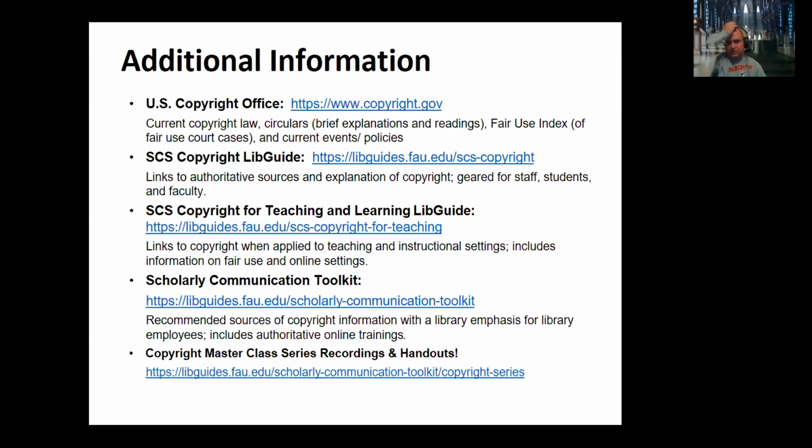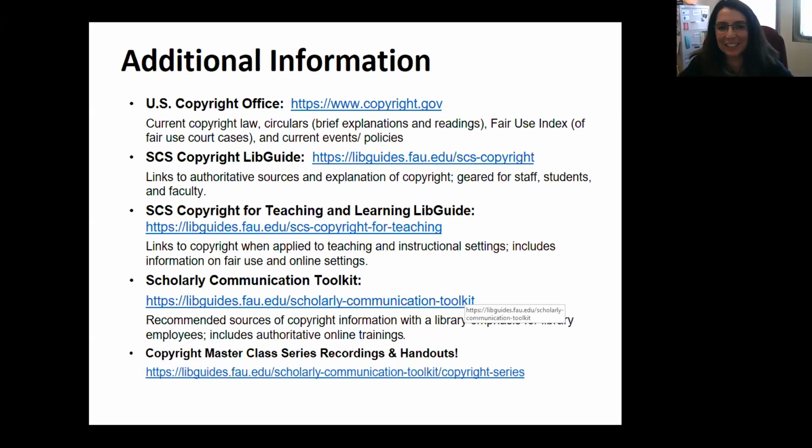So Chrissy has put this slide together. It's additional information, where, if you really want to get into the nuts and bolts, there's always copyright.gov, a great government resource website. Chrissy's put together a very strong copyright LibGuide, and she's always adding new material to that, as well as the scholarly communications. And she'll have these videos and handouts as we create more of these masterclass series workshops. They will go there. So if you ever feel like you're just not sure about copyright, or you just want to feel bored one night, you can always pop on and watch a video.